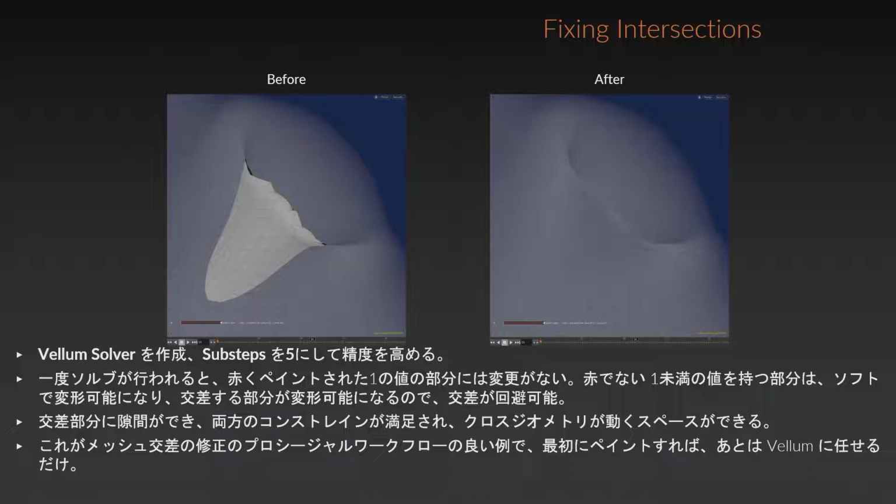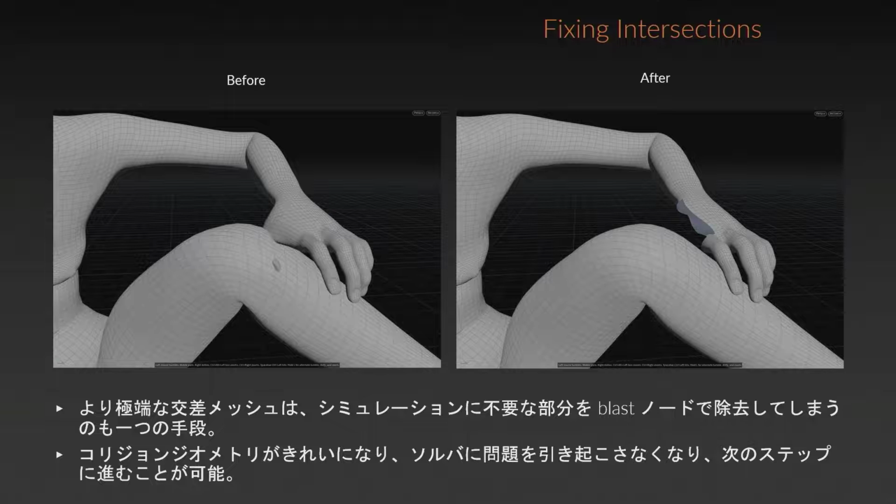This creates a gap, a space at the intersection, so both constraints are satisfied and the cloth and geometry have space to move. And this is a really useful and nice procedural workflow to fix an intersecting mesh, because once you have done the initial painting, you can just let Vellum do the work.